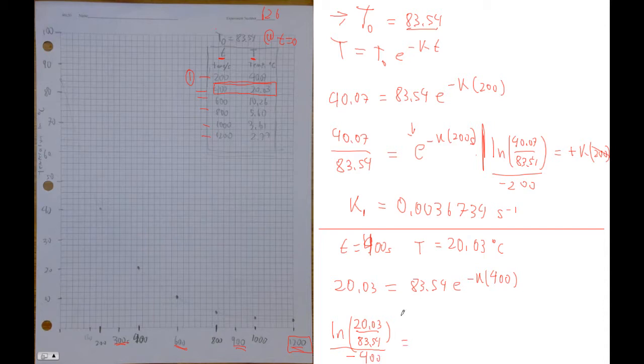So I'm going to go edit the thing I just made. I'm going to go in here, change that to 400. Doesn't want me to. Okay, there we go. We got it. And I get k2 is equal to 0.00357. So do we have a trend here? This k is a little bit less.